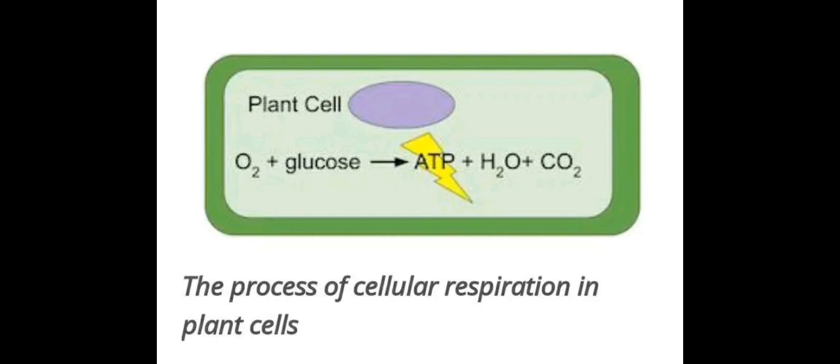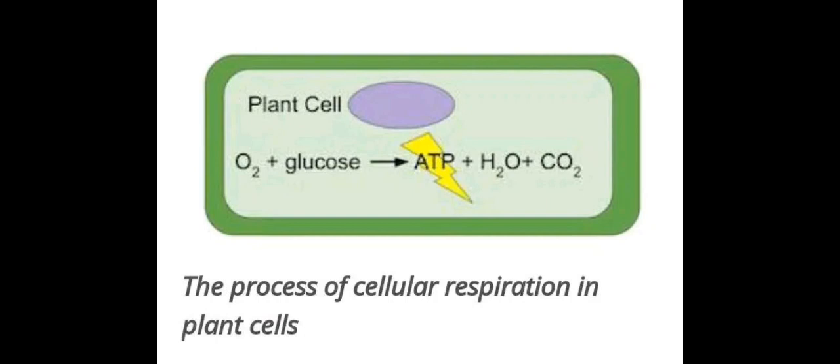There are three steps in cellular respiration in plants overall. First is glycolysis, second, the Krebs cycle, and the third is oxidative phosphorylation. Why is cellular respiration important in plants?